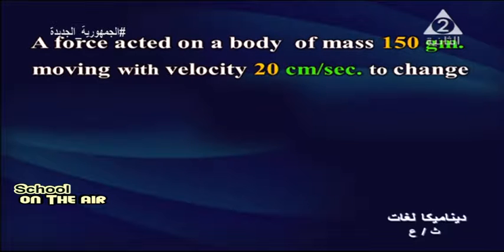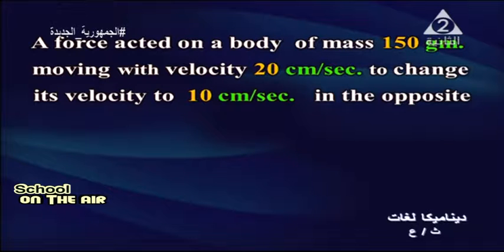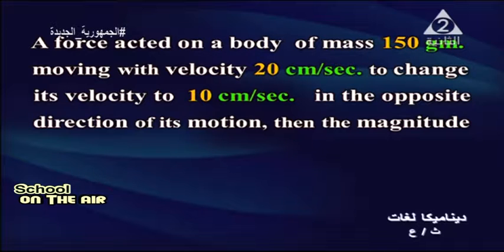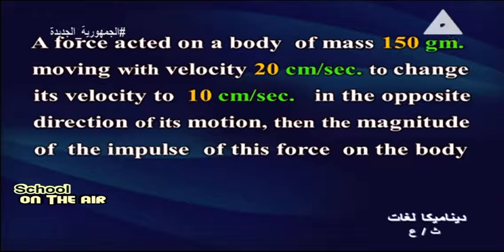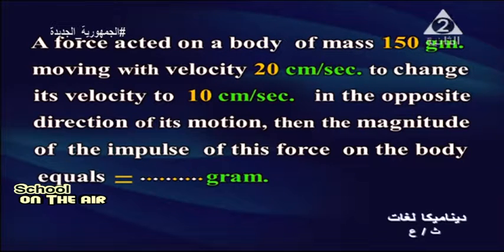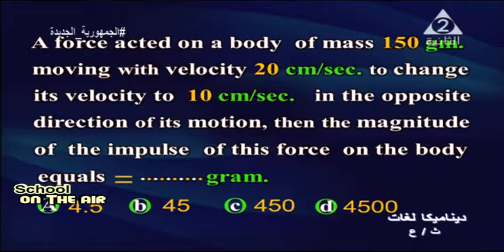Another question. A force acted on a body of mass 150 gram moving with velocity 20 centimeter per second to change its velocity to 10 centimeter per second in the opposite direction of its motion. Then the magnitude of the impulse of this force on the body equals: gram second, gram centimeter second, 4.5, 45, 450, 4,500.